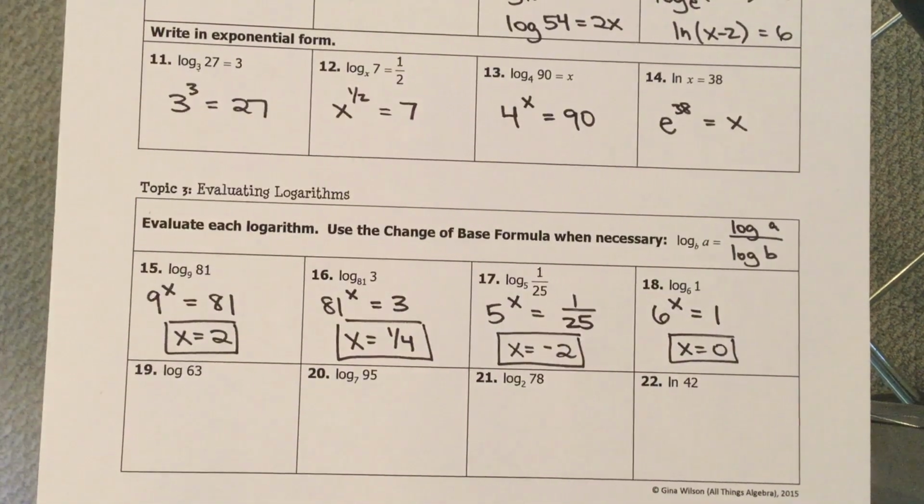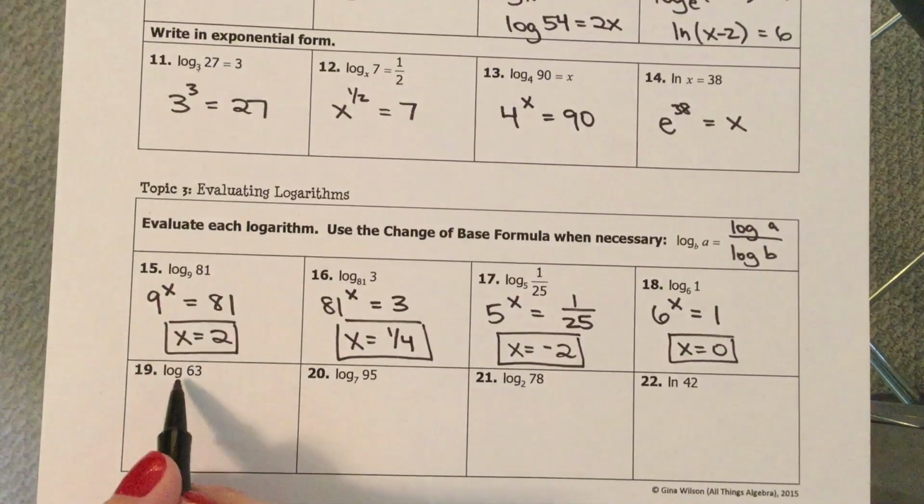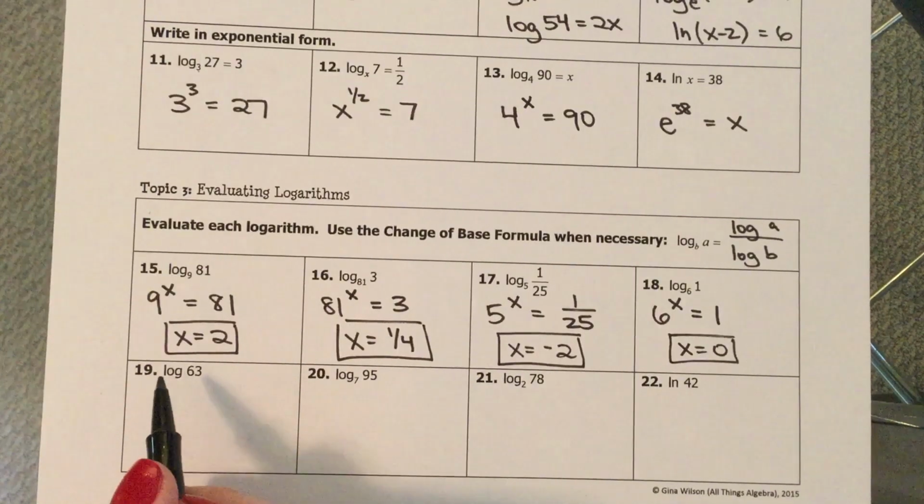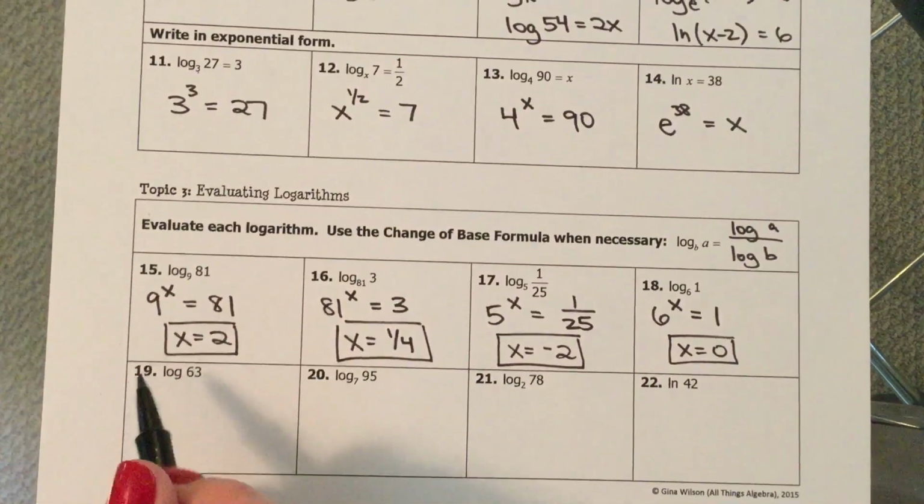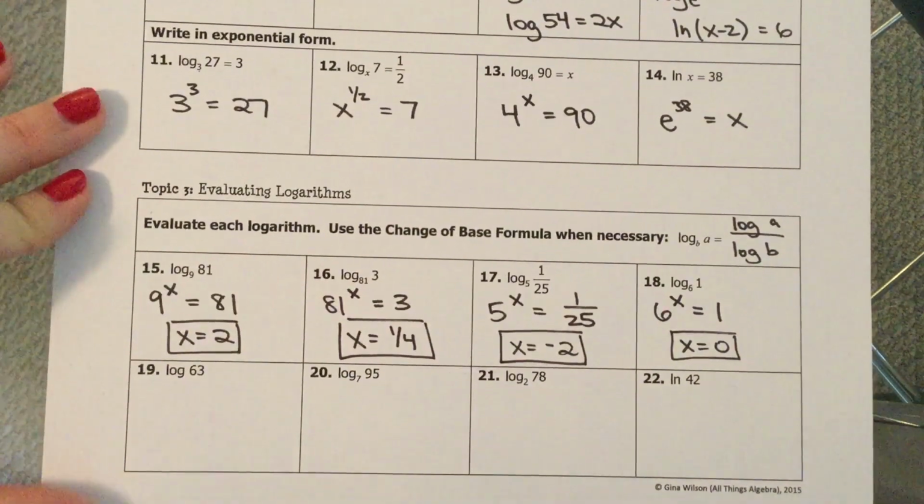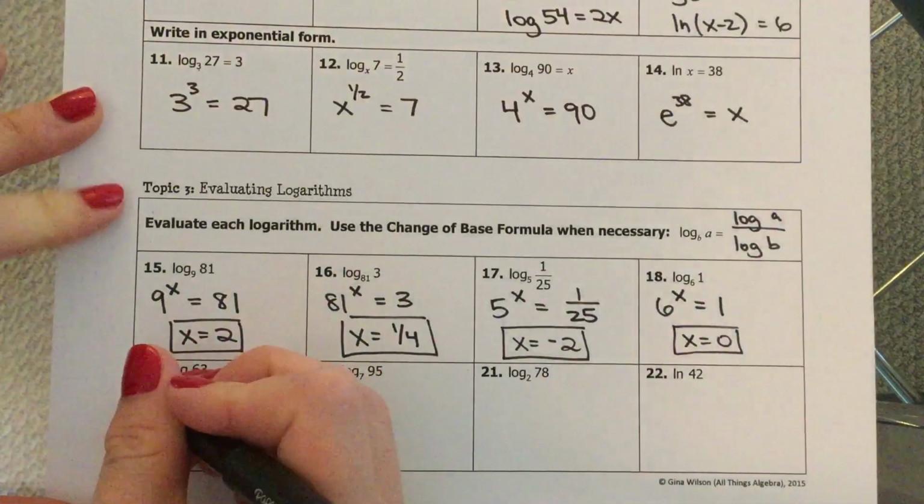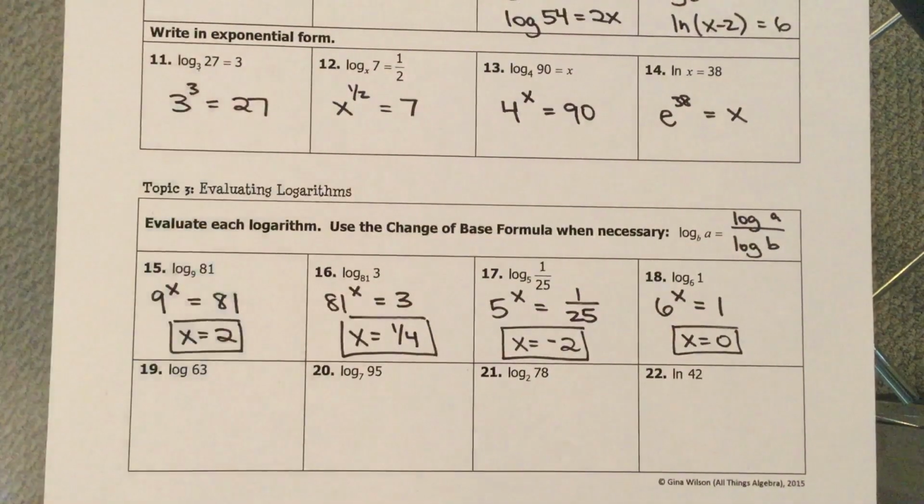All right, these next ones. This is 10 to some power gives us 63. 63 is not a power of 10. So this is where you would use the change of base formula. So common log of 63 is actually not one that you would have to do any work for. You have a common log button on the calculator, so you don't have to worry about doing the change of base formula.